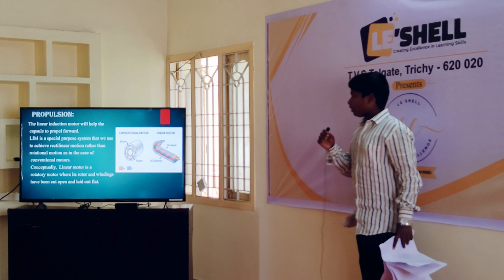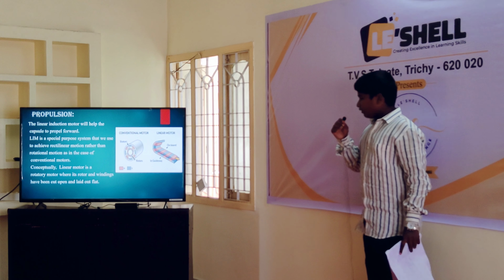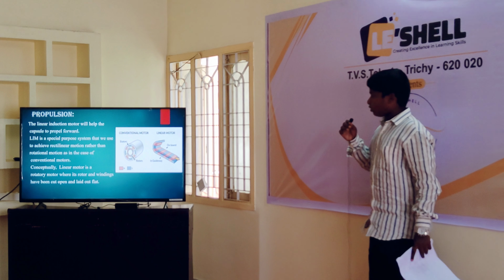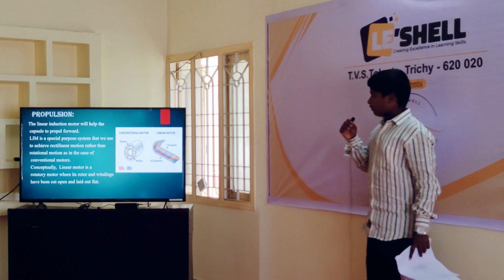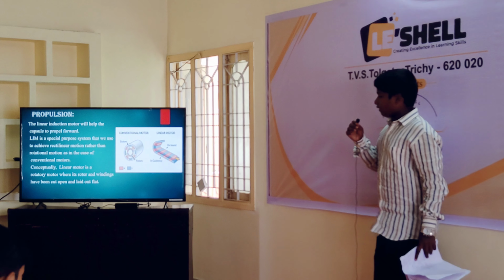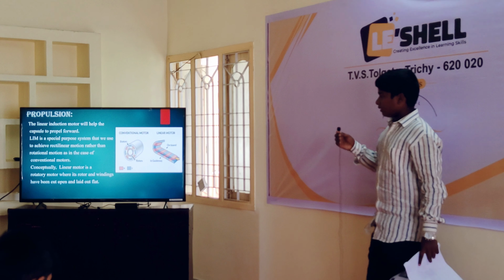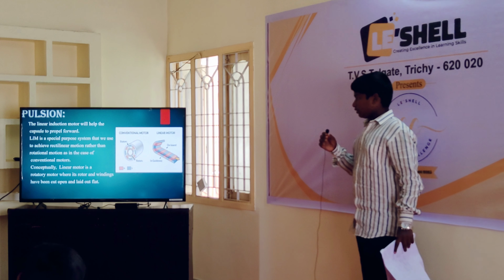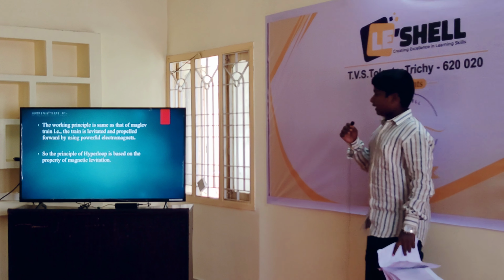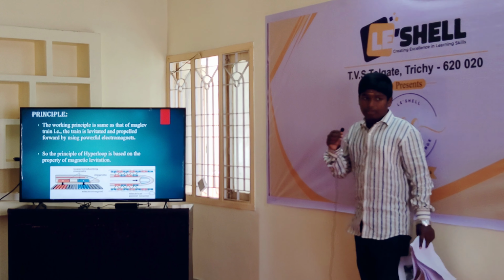Propulsion. A linear induction motor will help the capsule to propel forward. LIM is a special propulsion system that we use to achieve linear motion rather than rotational motion as in the case of a conventional motor. A linear motor is a rotary motor that has been cut open and laid out flat. The working principle is the same. Maglev train, that is, the train is elevated and propelled forward by using powerful electromagnets.